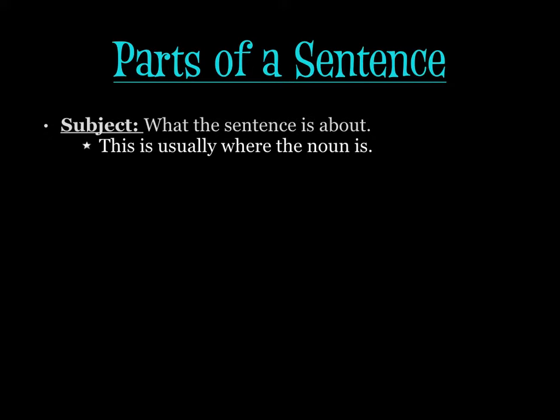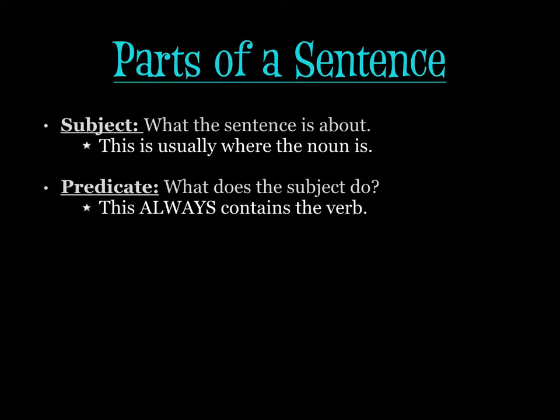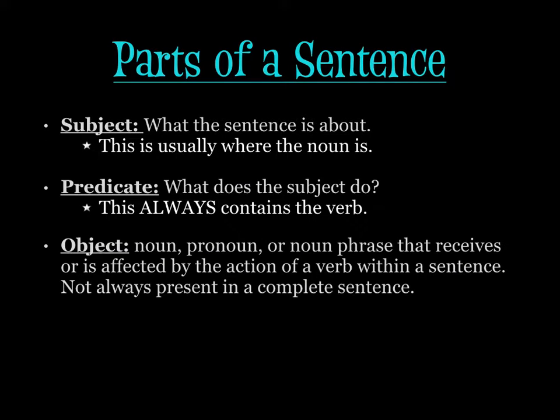So we're going to be looking at parts of a sentence. All sentences have specific elements that make them complete. Number one, you have the subject. The subject is always what the sentence is about, and this is usually where the noun is located. Our next part of every complete sentence is the predicate. So the predicate always says what the subject is doing, right? And since it's an action, this always contains the verb. So every sentence must have a noun and a verb, right? And the extra words make up the subject and the predicate.